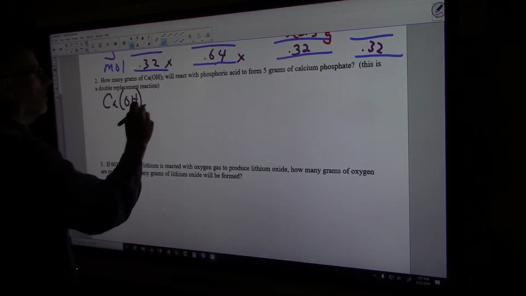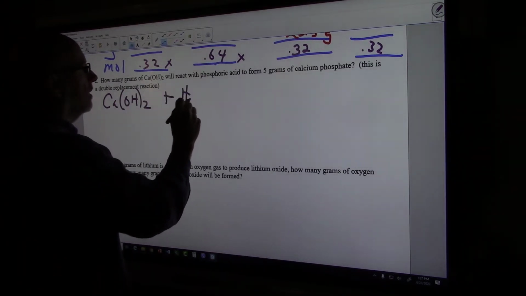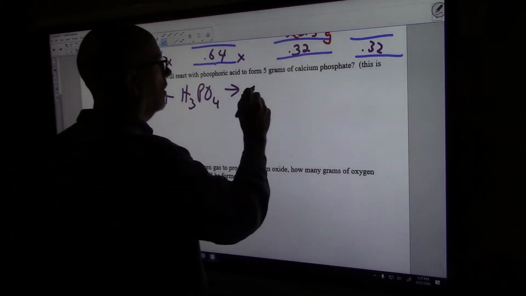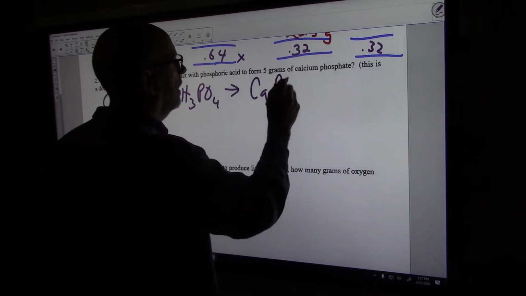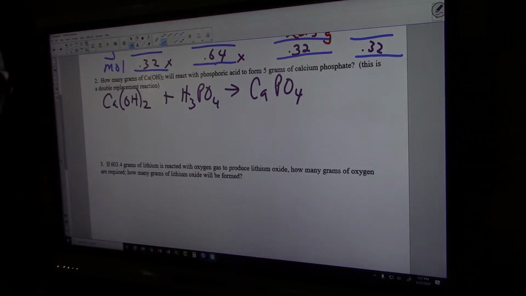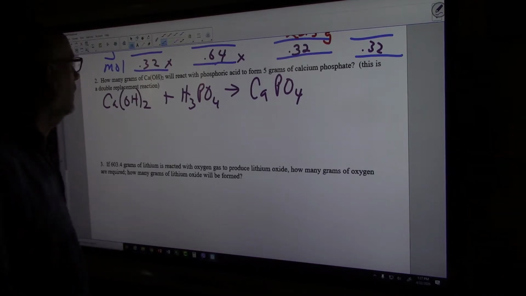CaOH2, I think that's aqueous, plus phosphoric acid H3PO4 to form calcium phosphate, CaPO4. Now, wait a minute. This person didn't give me enough information to give me everything. They did not spoon feed me everything.